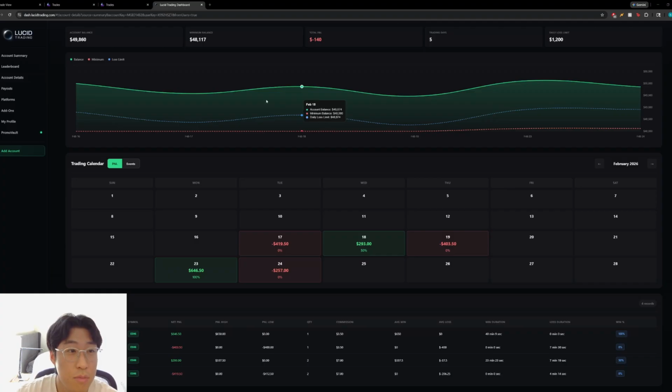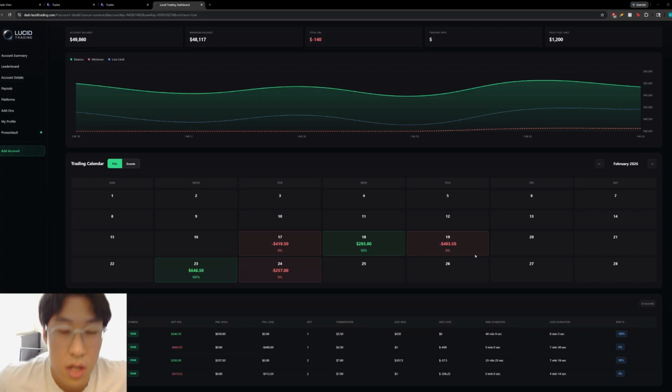So, to give you guys an update on my account balance and this account in general, we are pretty much break even at negative $140. We're down $140. We built up some form of trailing drawdown here, so the minimum balance now is 48,000. The account balance is sitting just below 50,000. So ever since I got funded, it hasn't been the smoothest ride, mainly because I think more of my own errors than the strategy itself.